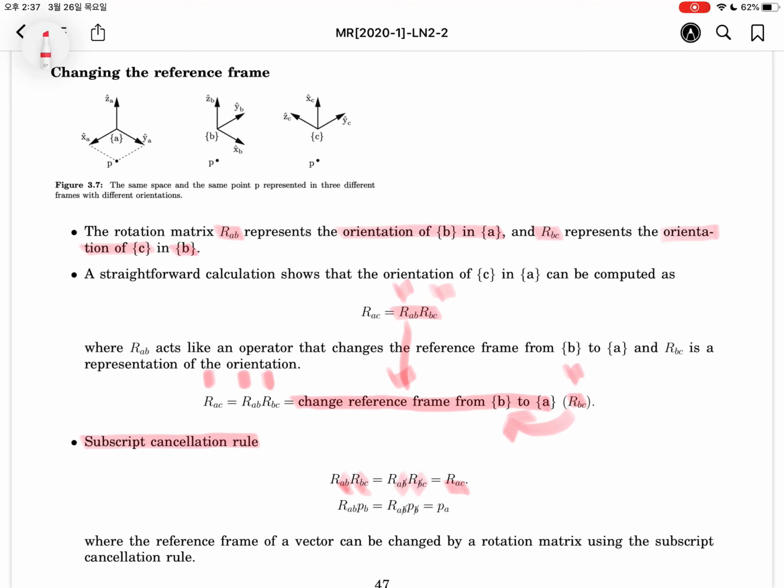One more, R_AB is the description of rotation, and P_B is applied. The same B appears on both sides. It can be changed into P_A. It means it changes the reference frame. Is it right? Okay, the reference frame of the vector can be changed by a rotation matrix using the subscript cancellation rule. It's a very good tool to reduce the number of subscripts.